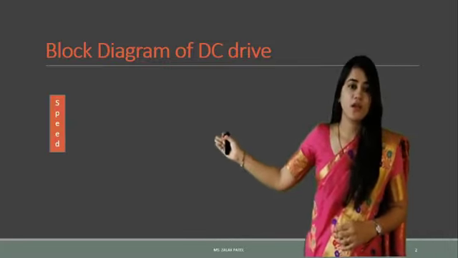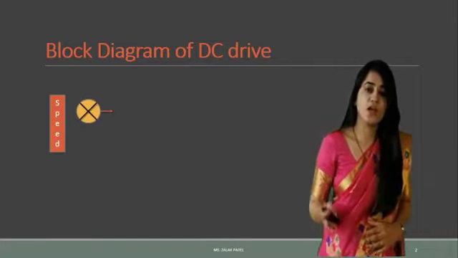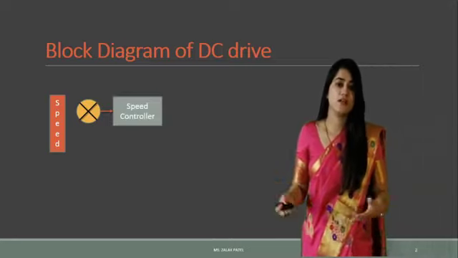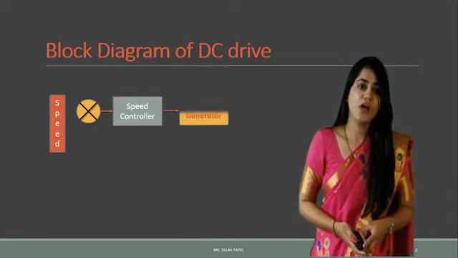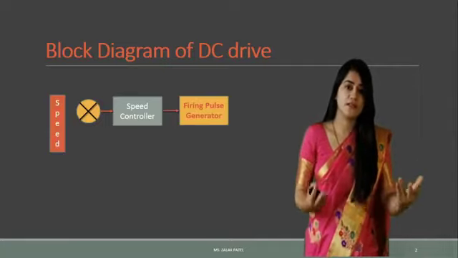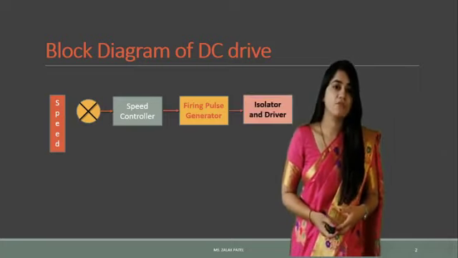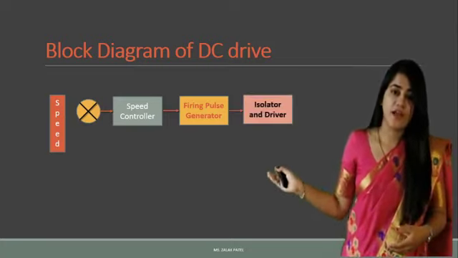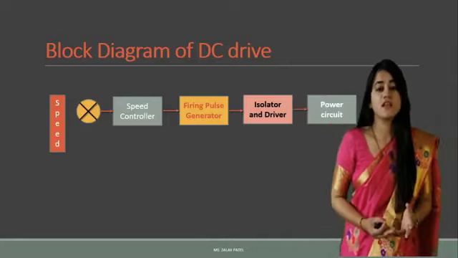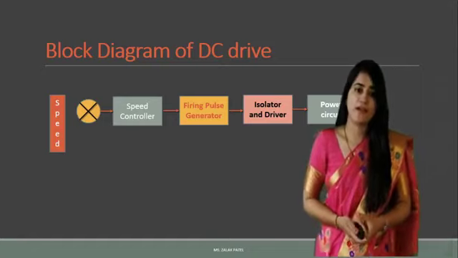Here, the first block is the speed control for the DC drive. Then it is applied to the mixer, and after the mixer, the speed controller is there. The speed controller is necessary to calculate the RPM of the motor, and then it is given to the firing pulse generator. The firing pulse generator is necessary to give some delay angle to the motor, and further it is given to the isolator and driver circuit, and lastly to the power circuit. The power circuit saves the supply power and tries to minimize the required power level in the original circuit diagram.